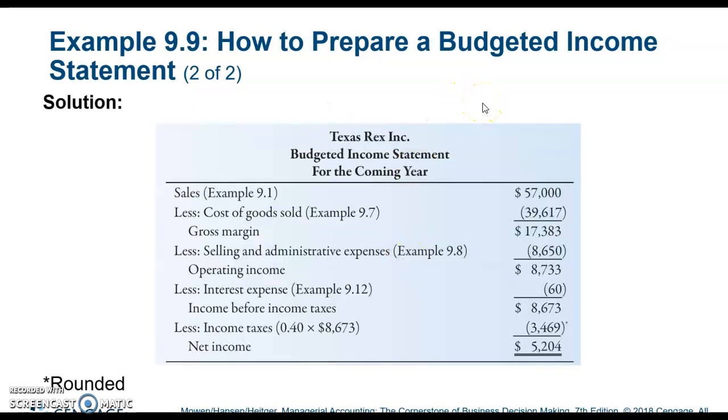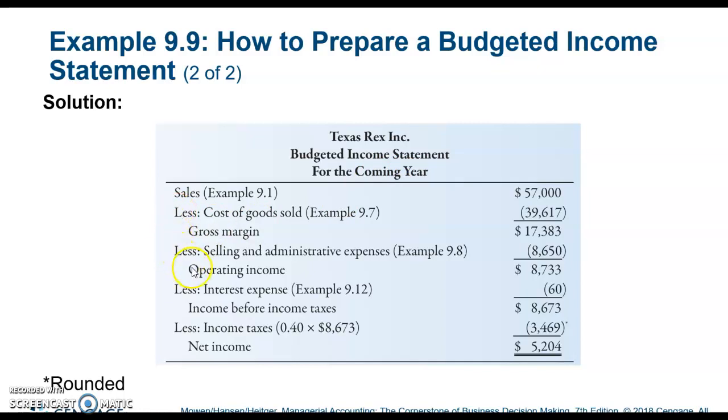So here is our budgeted income statement for Texas Rex. We have our heading, name of the company, what is this? Notice the word budgeted is there to let people know this is not a real income statement with actual numbers. These are estimated for the coming year. So we would say for the year end 12/31 of whatever next year is.